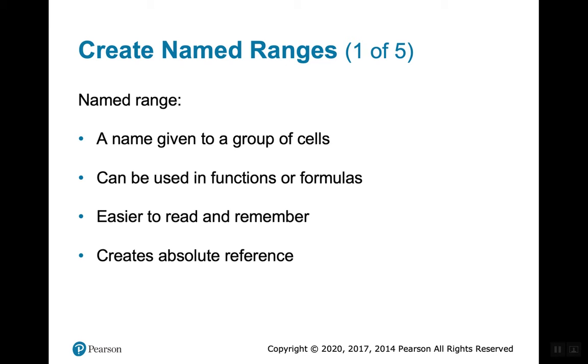But what you can also do is give that range a name. Rather than spelling it out in a formula, you can assign a name and then use that name in functions, which makes it easier to read, remember, and work with. When you do that, it creates an absolute reference, so it will lock that range of cells that we give a name to.